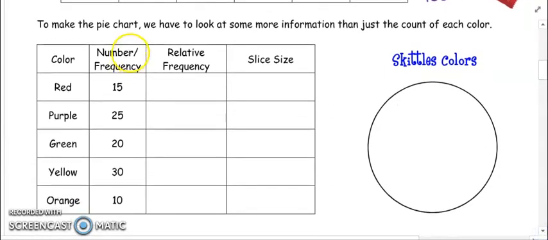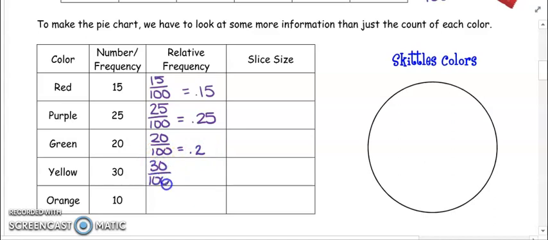All right, so I've given us a little chart here with the number or the frequency that each color has occurred. To find that relative frequency, we take the number and we divide it by the total. So 15 over 100, that's 0.15. 25 over 100, that is 0.25. 20 over 100, that is 0.2. 30 over 100, that is 0.3. And then 10 over 100, that's 0.1.